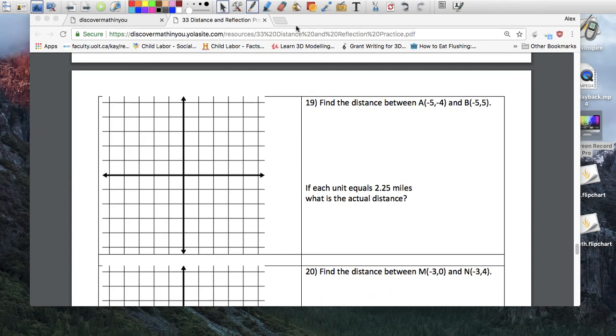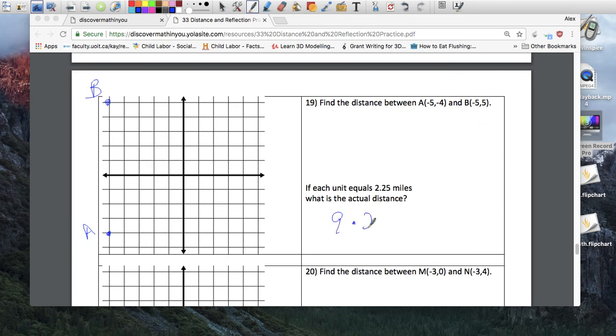19, find the distance. We did this, but this one is a little bit easier because here's a coordinate plane, and unless stated otherwise, every square is 1 unit. A is negative 5 and 4, so here's A. B is negative 5 and negative 5, all the way down here. You're welcome to count, but if it's asking you to use absolute value, please make sure. So it's 1, 2, 3, 4, 5, 6, 7, 8, 9. So the distance is 9 units.